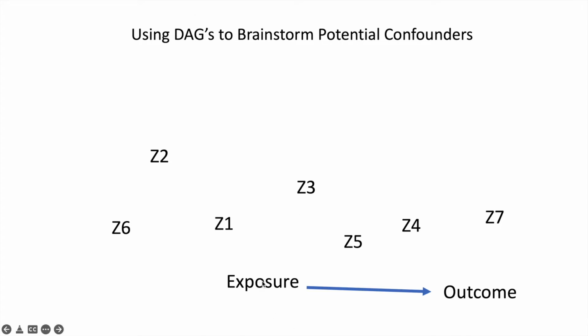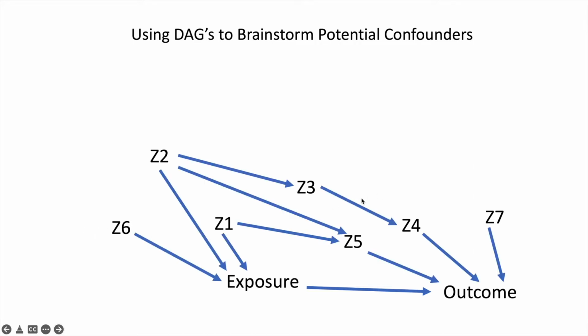So let's just say we have this hypothetical exposure and outcome, and there's all these other variables that we think might be playing a role in this relationship. So we would plot them out and plot this relationship and start to brainstorm which one of these might be confounders.